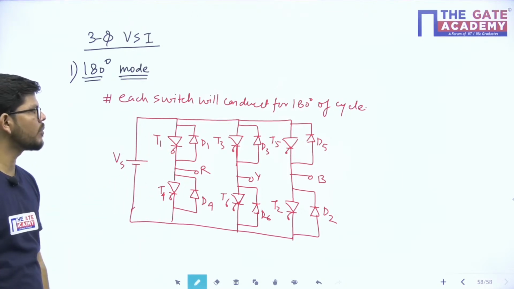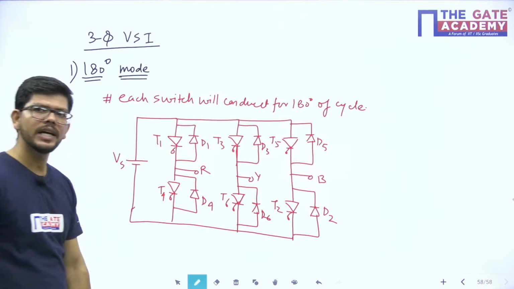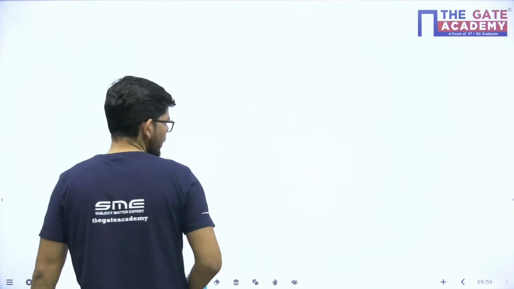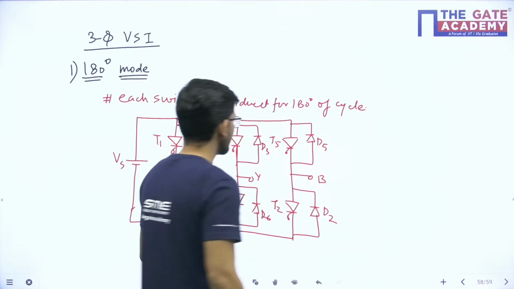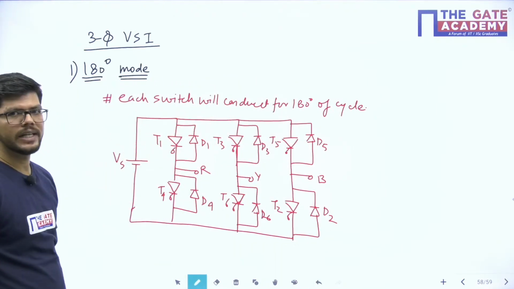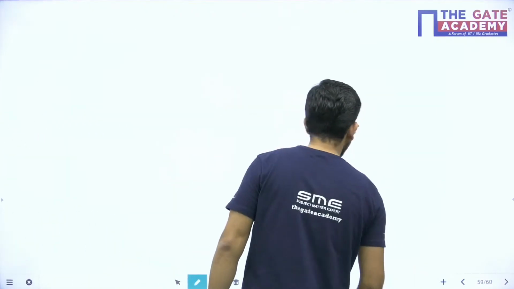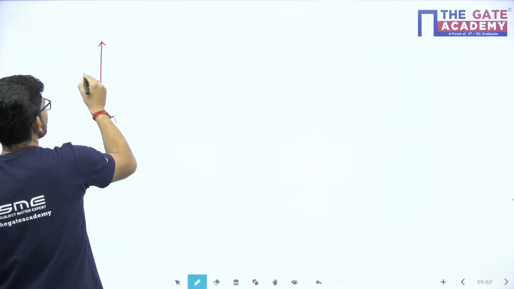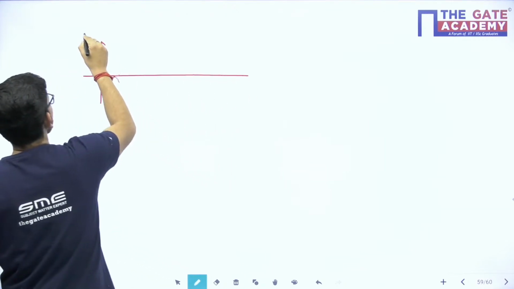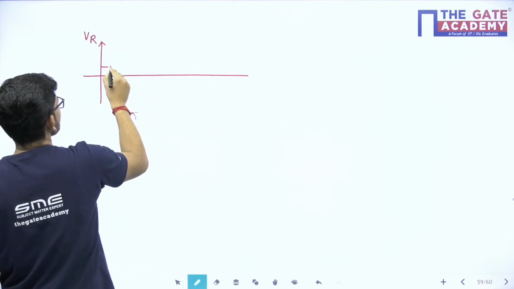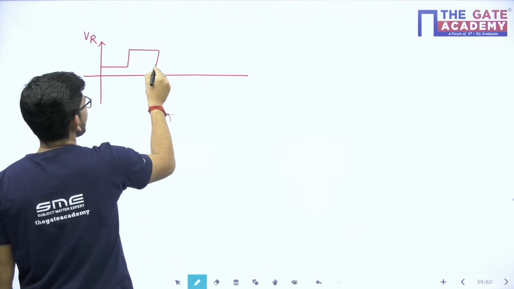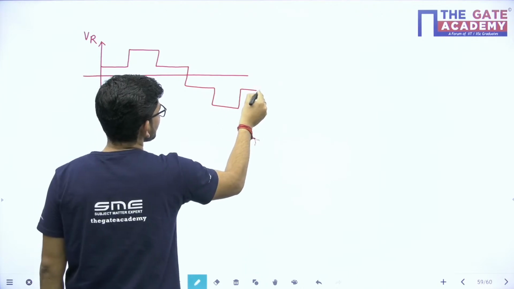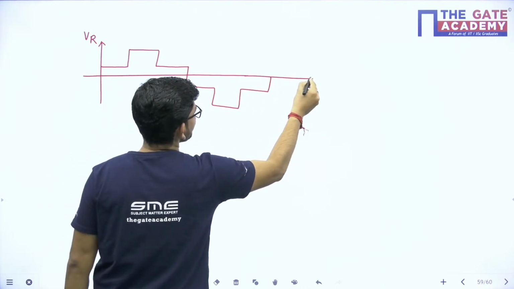1, 3, 5 are the positive group and 2, 4, 6 are the negative group. Each switch will conduct for 180 degrees of a cycle. Let me come to the voltage waveform that I will be getting here. If you remember the voltage waveform of phase voltages, it is Vs by 3, 2 Vs by 3 and then Vs by 3. Then Vs by 3, 2 Vs by 3 and then again Vs by 3. So this is the voltage waveform that I will be getting.